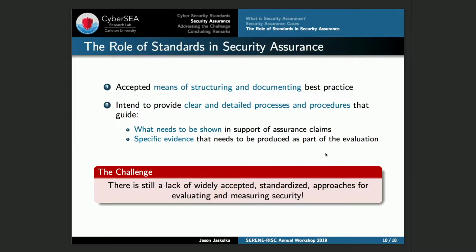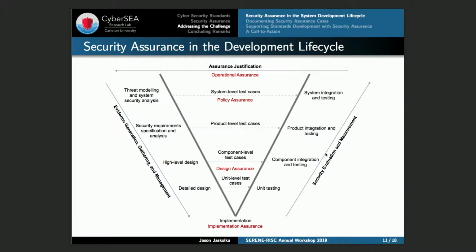And partly this is because there is this overarching challenge. And the challenge is that there's still a lack of widely accepted standardized approaches for evaluating and measuring security. And on top of this, evaluating and measuring security at the different stages of the system development lifecycle. So what I propose that we can do in order to address this challenge is to start thinking about how we holistically think about the assurance activity in support of the development of standards that would define how to conduct these activities in the context of the development lifecycle.